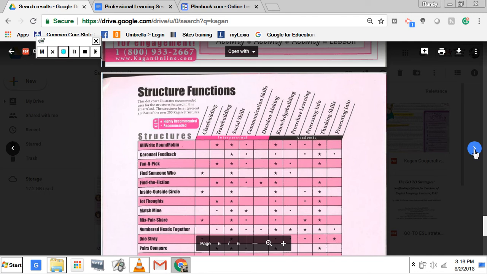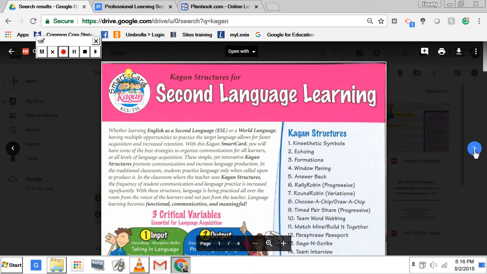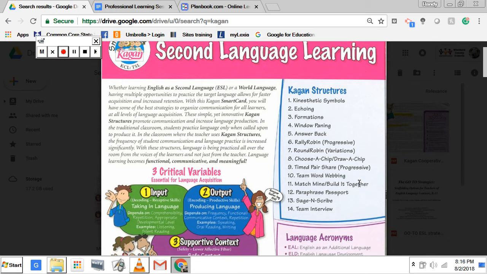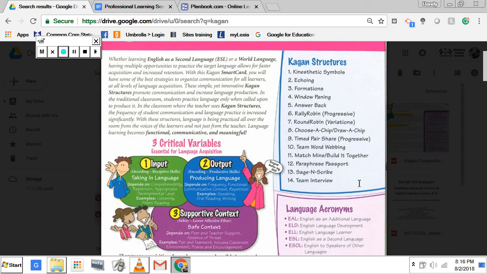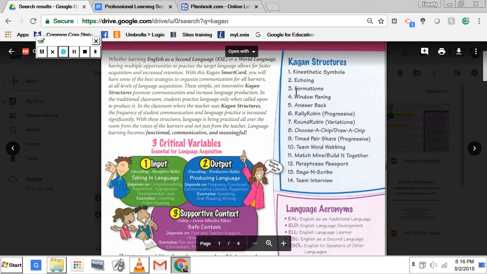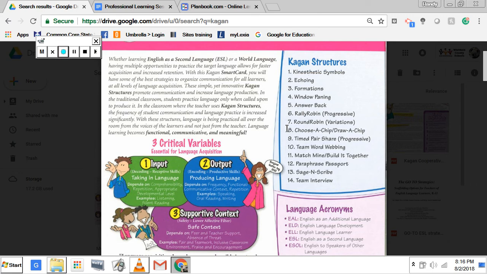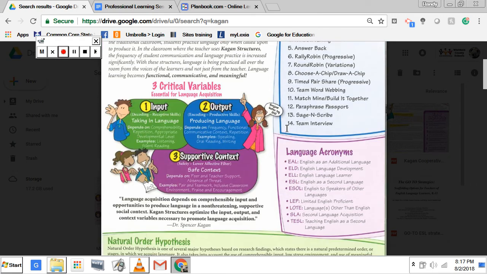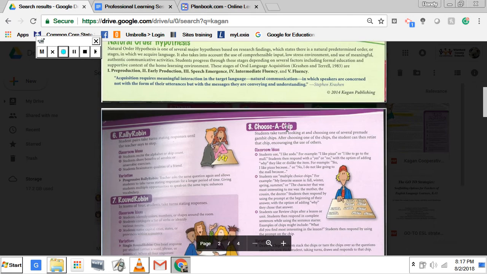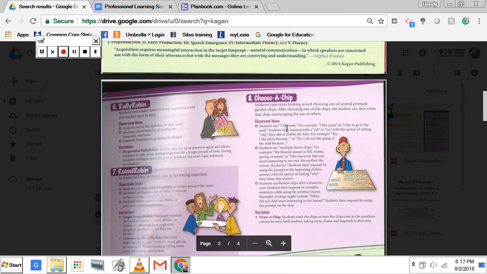Alright, so the next card I want to show you is this one. It's the second language learner card. This I definitely would go over with my teachers of my ESOL kids, because I want to make sure that they understand how to get the language in them, and how to support them and give them what they need. If you look at the Kagan Structures here, it talks about kinesthetic symbols, echoing, formations, window painting, which is interesting, and Rally Robin. Well, we'll talk about a couple of those. Rally Robin is, like I said, my favorite.